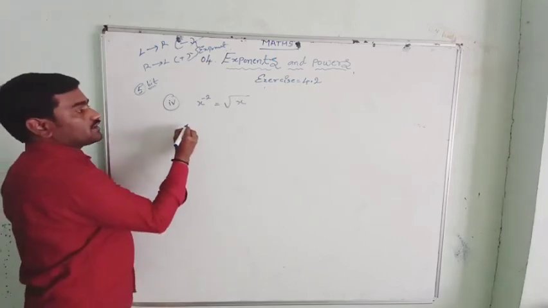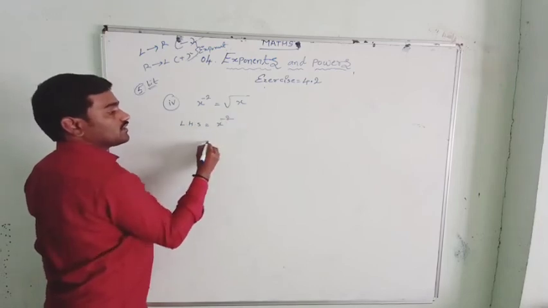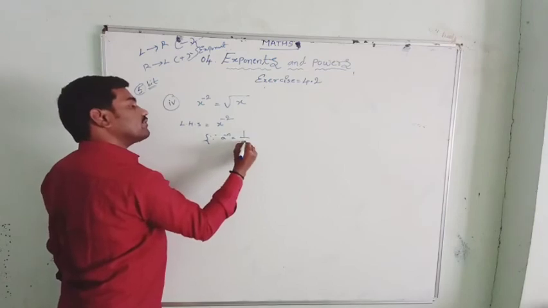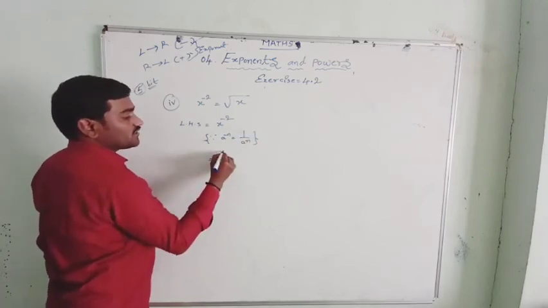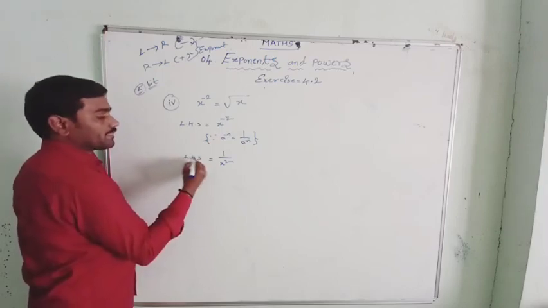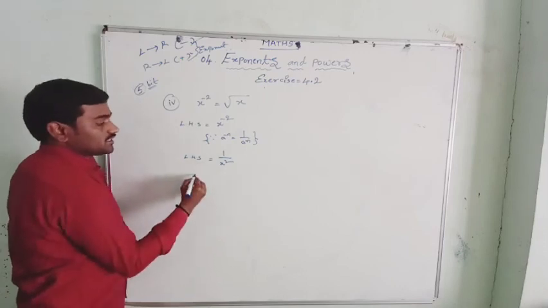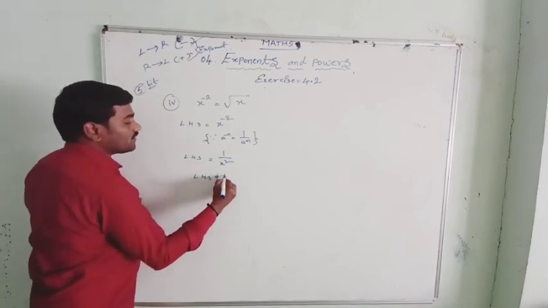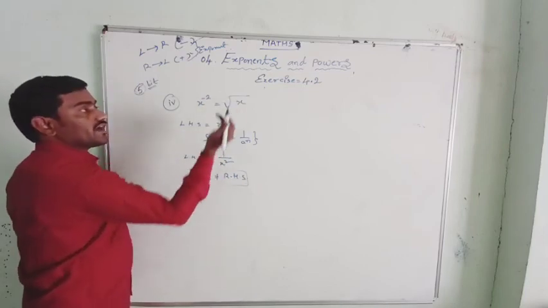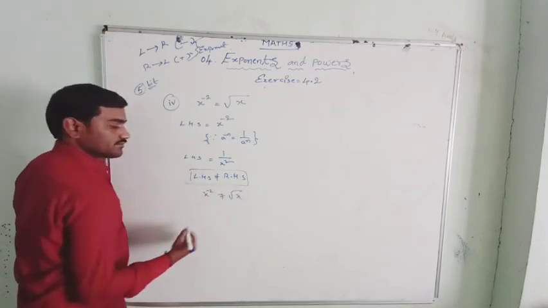No, see, that LHS side we will take. LHS equal to x to the power of minus 2. x to the power of minus 2, in the sense of a to the power of minus n, we can write 1 by a to the power of n. So this will get 1 by x to the power of 2. So this is LHS. So this will not be equal to RHS. Yes, here LHS is not equal to RHS. That means here x to the power of minus 2 is not equal to root x.